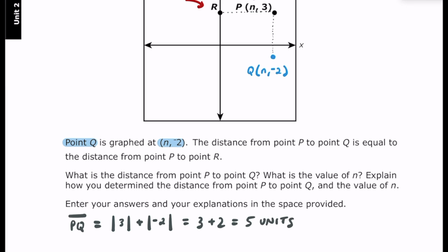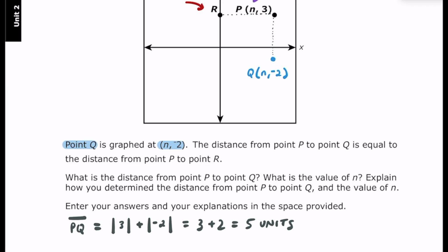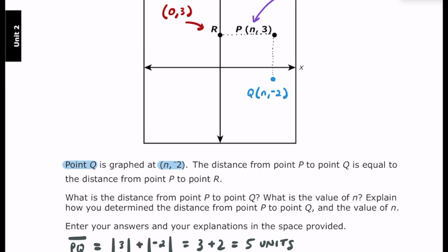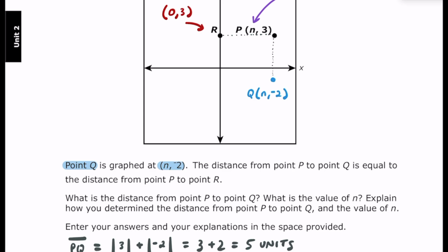And so when they ask what's the distance from point P to point Q, we know it's going to be 5 units apart. Okay, when they ask what's the value of n, this part's a little bit trickier. If these two points are 5 units apart, and the distances have to be the same, then what's this x value? This x value is 0, so what does this x value have to be? Again, P and R have the same y coordinates, so we don't really need to look at these 3s in terms of calculating that, but how far is this 0 from 5?